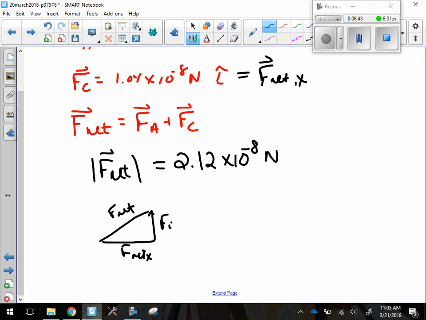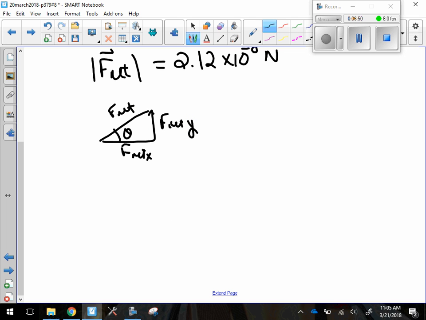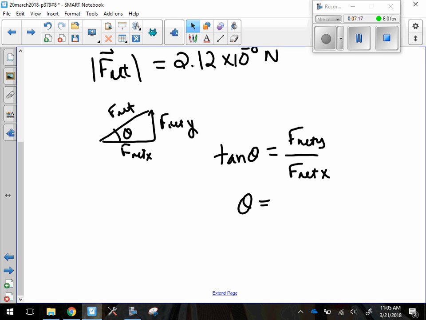This is F net X. This is F net Y. This is going to be theta, right? Because I think it told us to measure it with respect to, did it say with respect to the x-axis? Well, we're going to measure it. So tangent theta would be what from my triangle here? Okay, so F net Y over F net X. We know what those components are, so what's theta going to be?